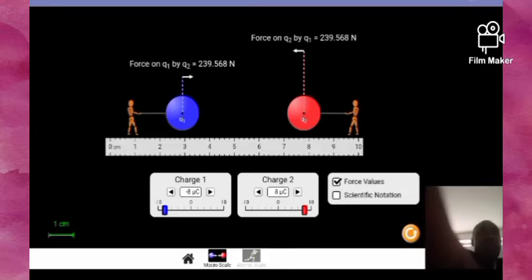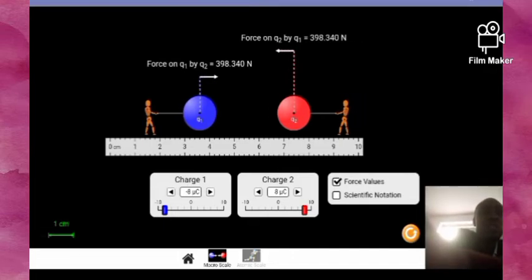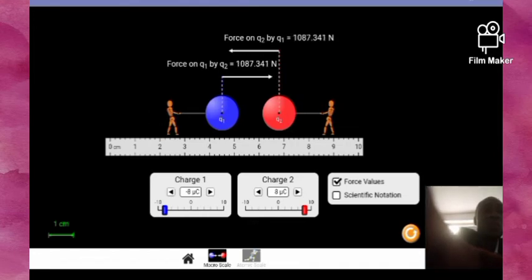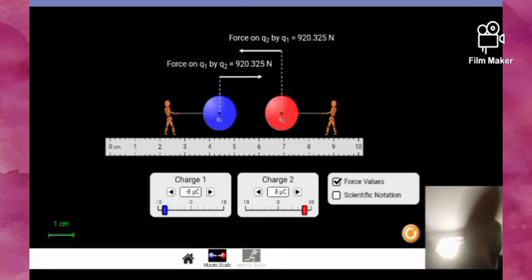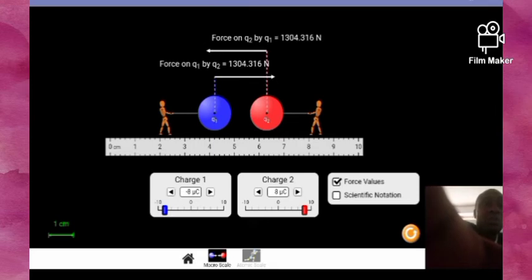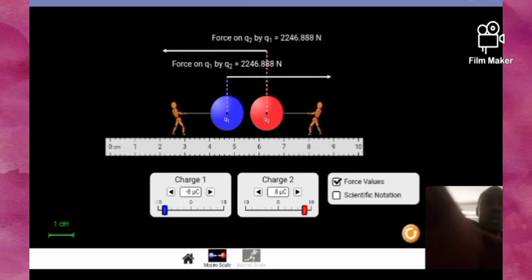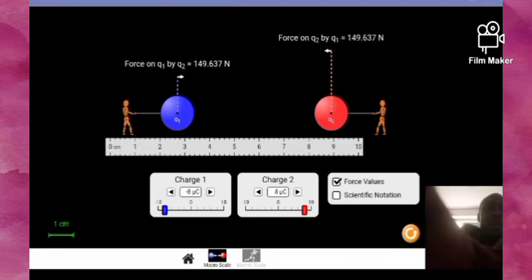Now I have increased the charge on Q1 to -8 microcoulombs. So it means that both charges are of the same magnitude but opposite nature. Let's look at what happens. You can simply notice that the forces are increased now. So when the magnitude of the charges is increased, the force on the charges will definitely increase also. The directions remain the same. See, the forces increase when I'm moving them closer, and they decrease when I move them further away.